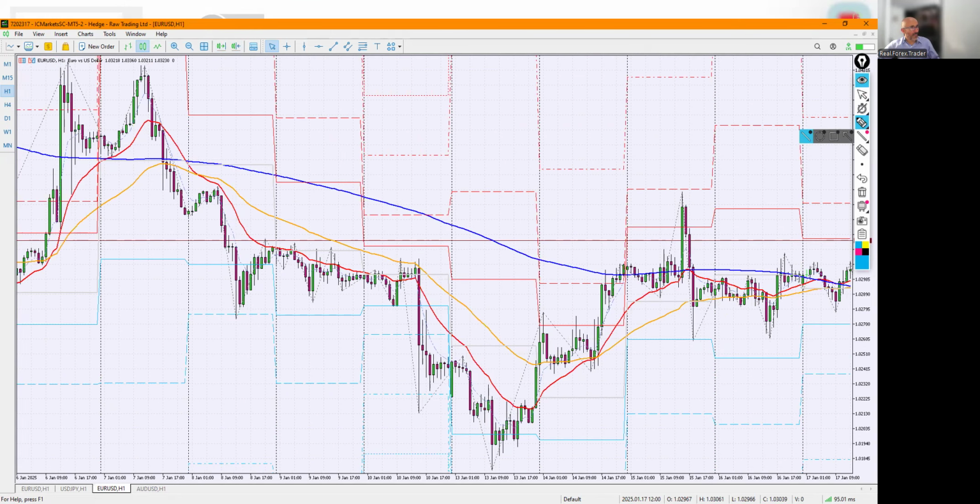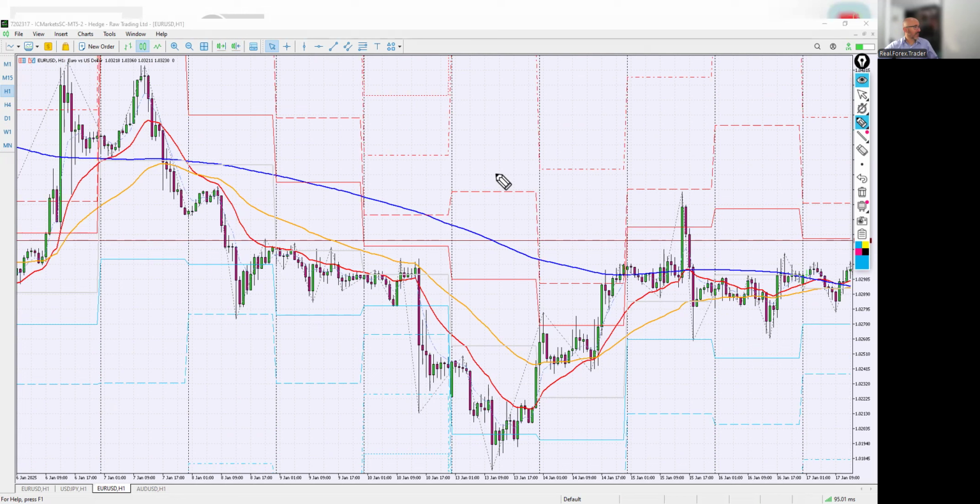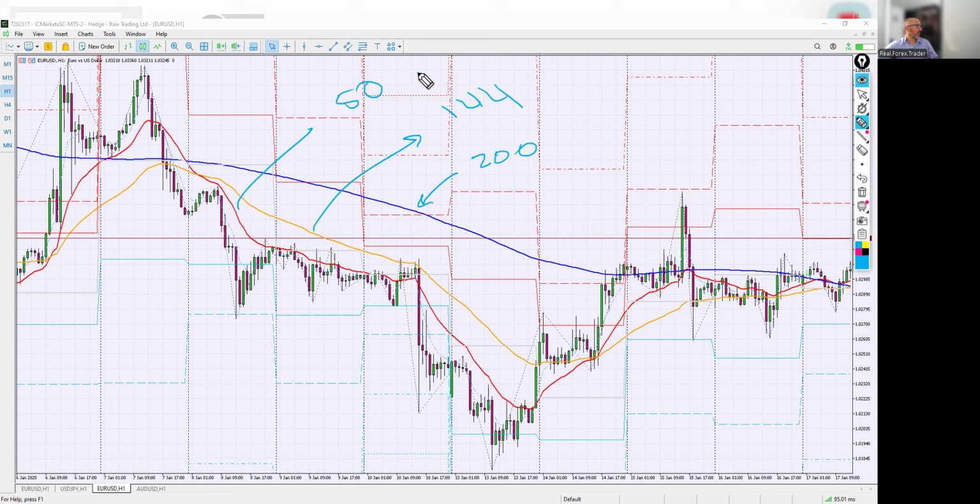Okay. I have these three EMAs, right? So this is my 200, this is my 144, and this is my 50. All of them are EMA, right? So what can you observe in here? That basically here the price is riding this EMA. That is called riding, right? So the price is riding this EMA. So it's finding it all the time.